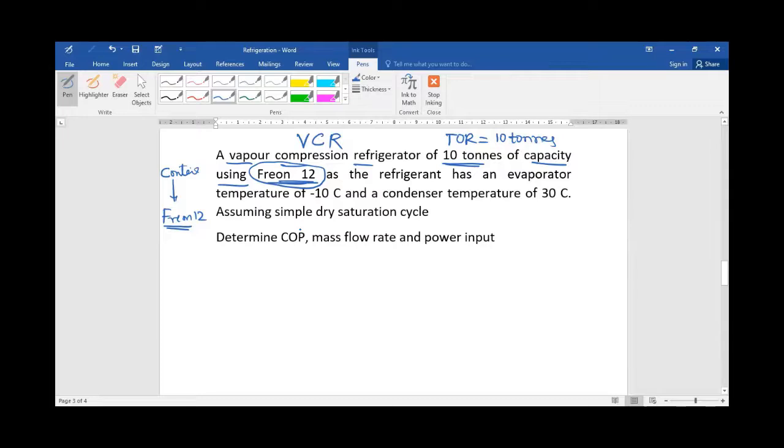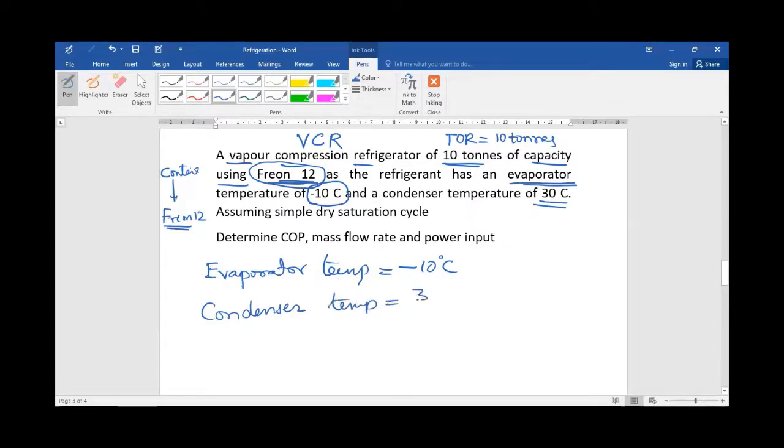Next. The refrigerant has an evaporator temperature; evaporator means the low temperature. The low temperature is minus 10 degrees Celsius. So I will write here, evaporator temperature is equal to minus 10 degrees Celsius. And the condenser temperature is 30 degrees Celsius. The condenser temperature will always be greater than the evaporator temperature. 30 degrees Celsius.